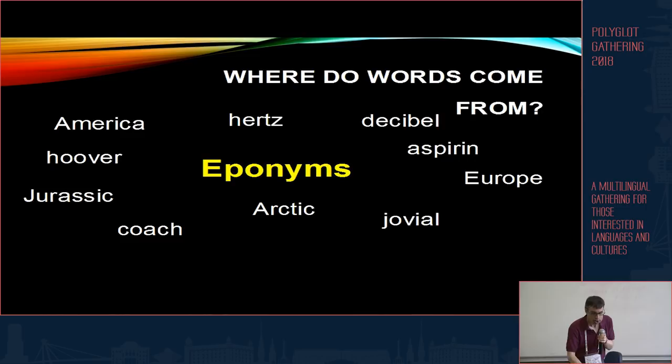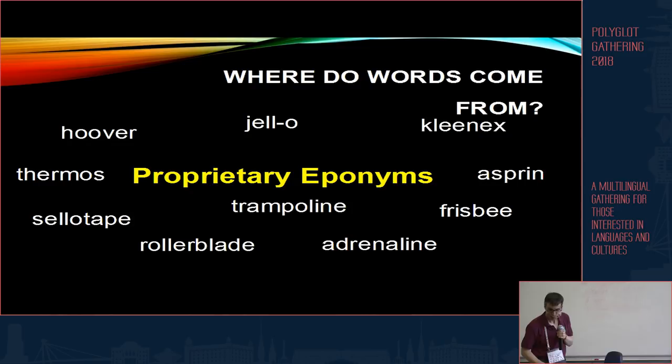Now, these are names of products that have become the general word for the thing in some places. So in America, if you wipe your nose on the tissue, you call it a Kleenex, probably. Is that right? Any Americans here? Yeah? Do you call it anything else? Tissue, yeah, okay. In the UK, we don't do that. And if you have the dessert that's made from gelatin, in America, you call it Jello. In the UK, you call it jelly.